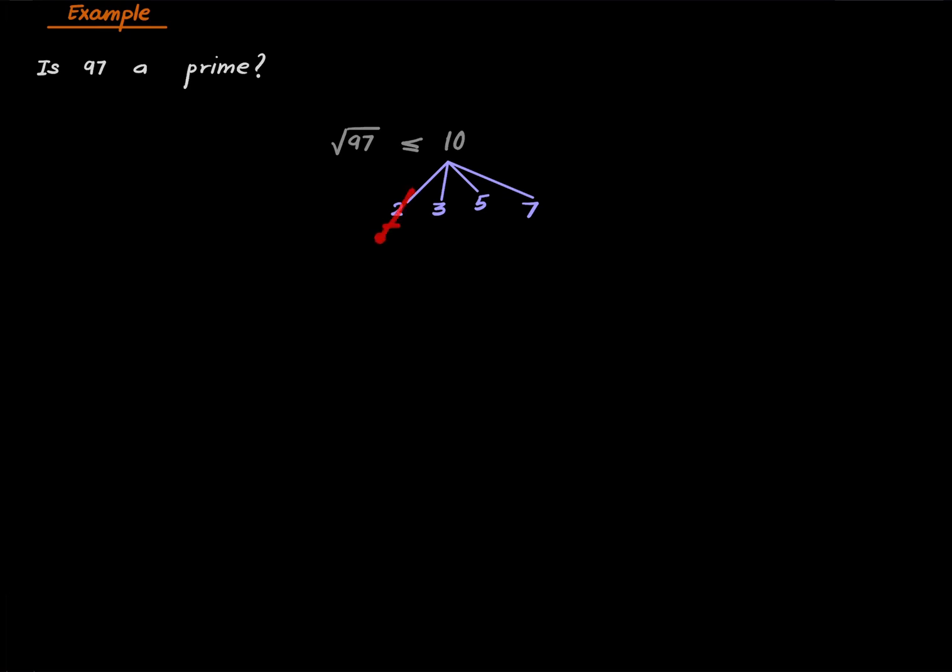97 is odd, so this is gone. 9 plus 7 is 16, so this is gone. 5 certainly doesn't divide 97. And this is just a simple check. So none of these numbers divide 97, therefore this is indeed a prime. So this was much faster than going through all the primes up to 49 or something. Right? And that's it. That's all that I want to discuss here.